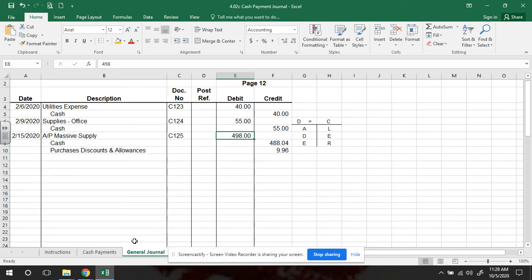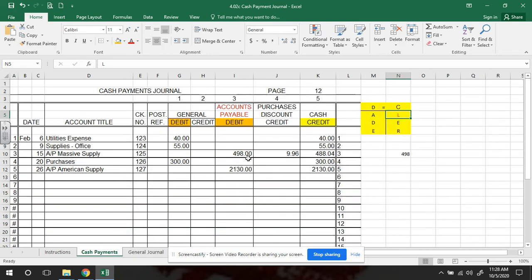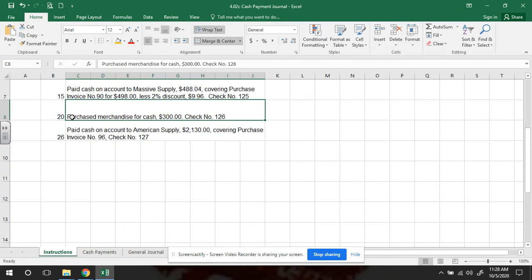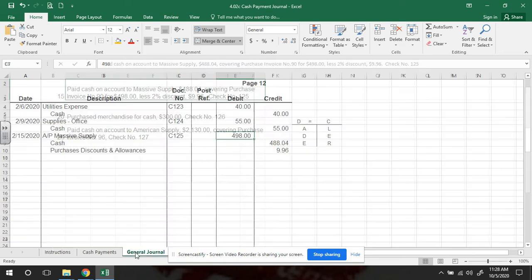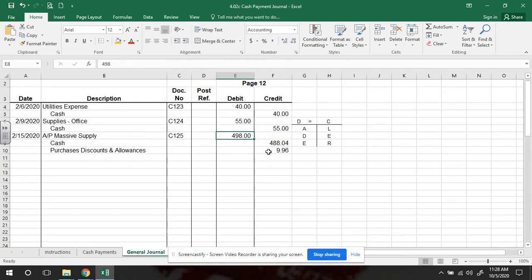Okay, go back over and look here. It says the same thing, just in a different format. This says the same thing, just in a different format. But your debits still equal your credits.